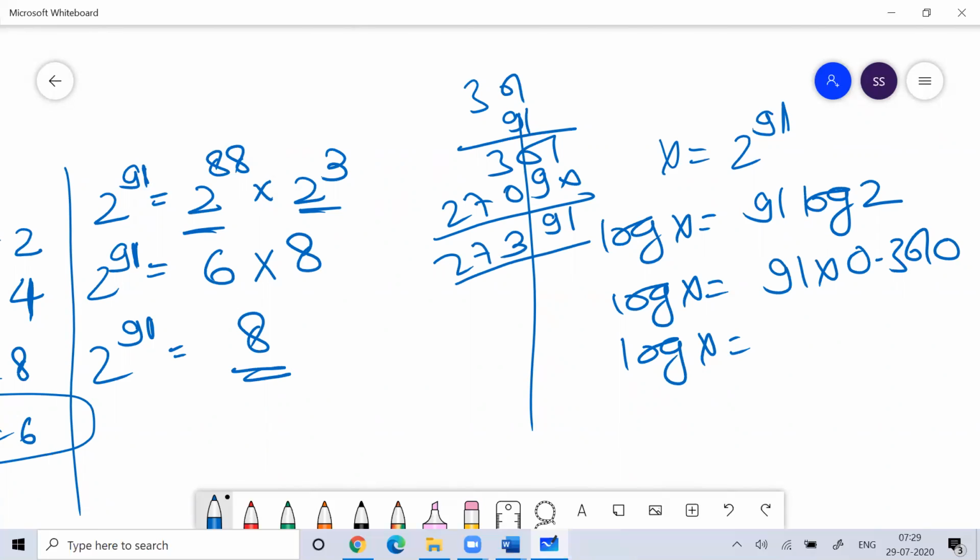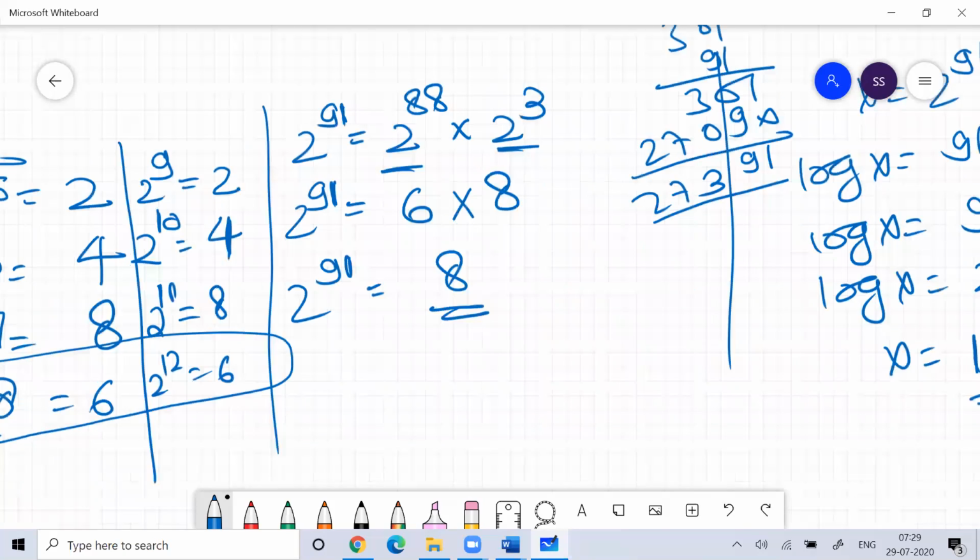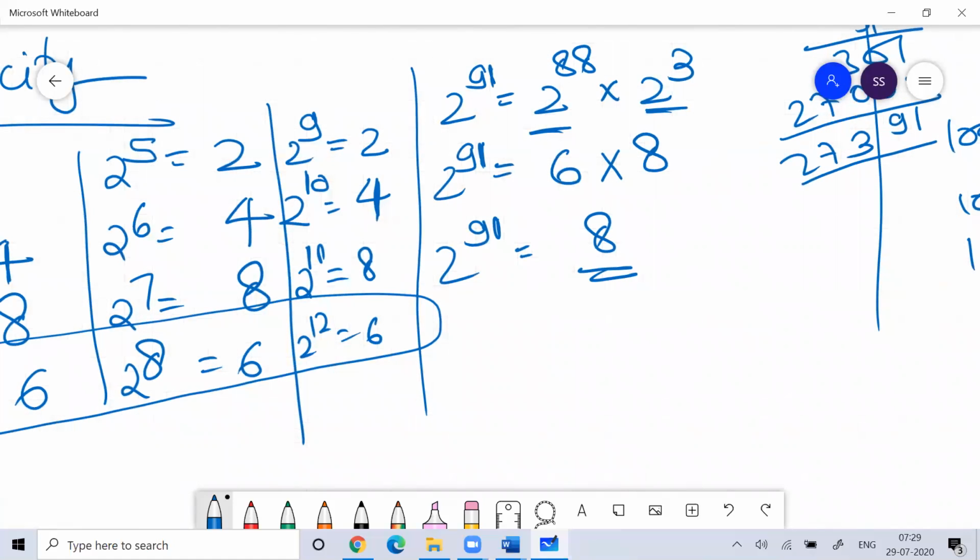That gives 27.391, with 3 decimals. So the value of x is around 10 to the power 27 or 28, whatever. Finding all these values is a very difficult thing. So we are just bothered about the unit digit. For 2 to the power 91, the unit digit is 8.